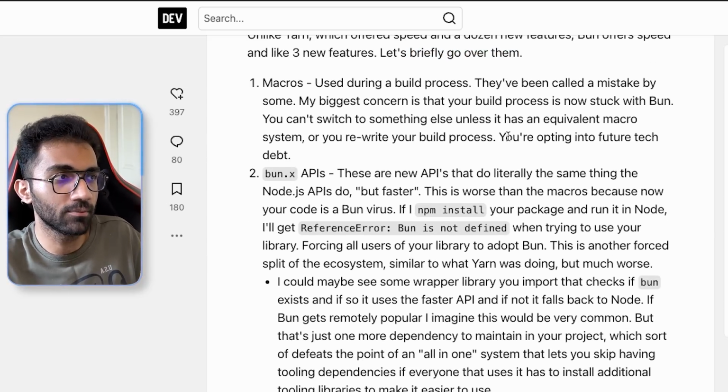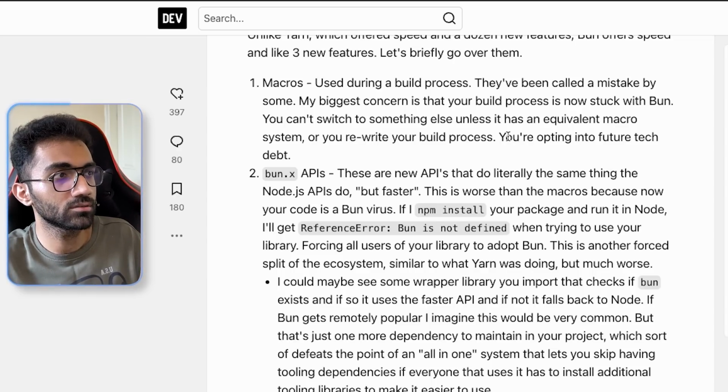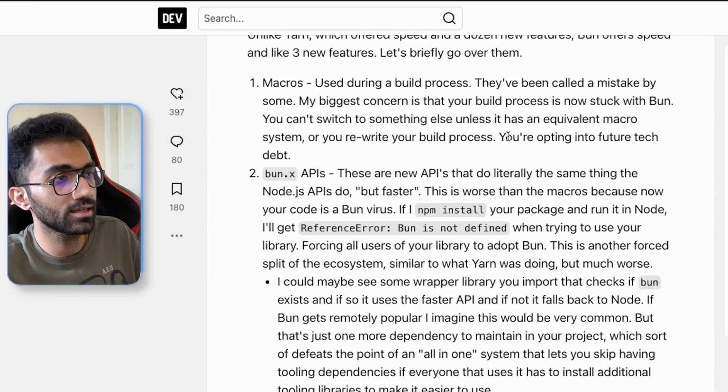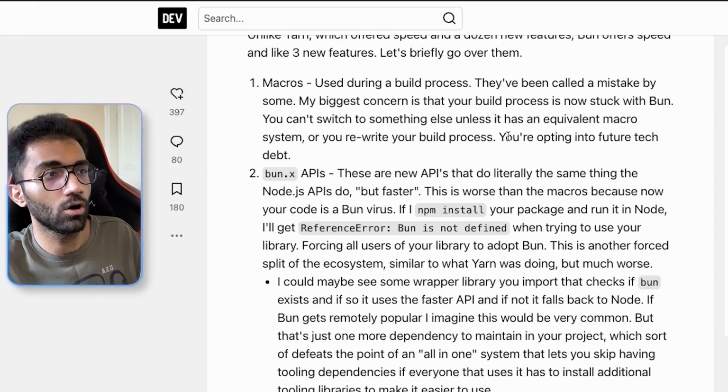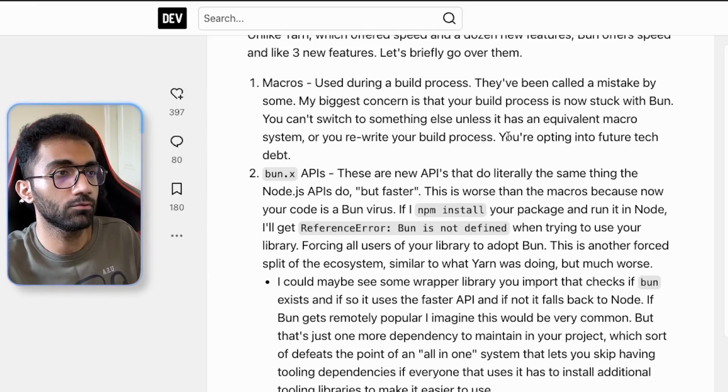Macros, used during a build process. They have been called a mistake by some. My biggest concern is that your build process is now stuck with Bun. You can't switch to something else unless it has an equivalent macro system, or you rewrite your build process. You're opting into future tech debt.